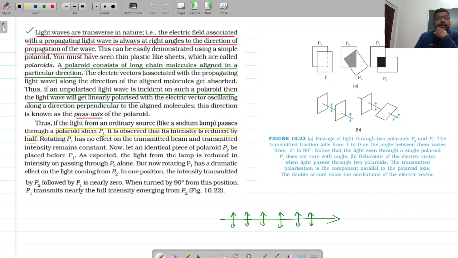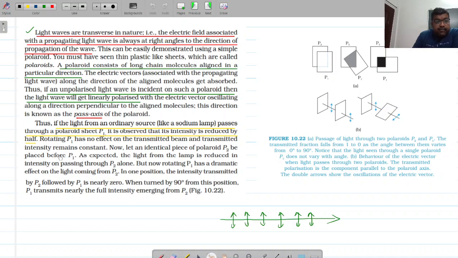So what is this is shown with the help of an example. If light from an ordinary source like a sodium lamp, which sends unpolarized light, passes through a Polaroid P1, it is observed that its intensity is reduced by half. Now we are going to understand why this intensity is reduced by half. When unpolarized light is passed through a polarizer, why is the intensity reduced by half? We will see that in a few moments. We will verify it mathematically.